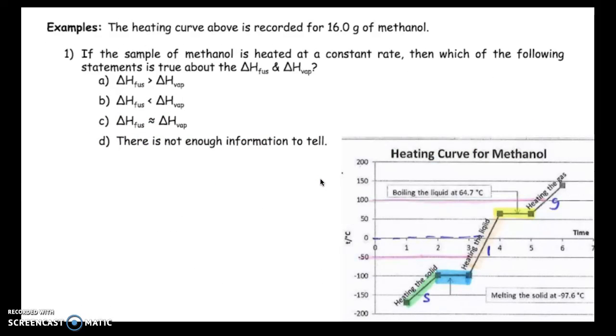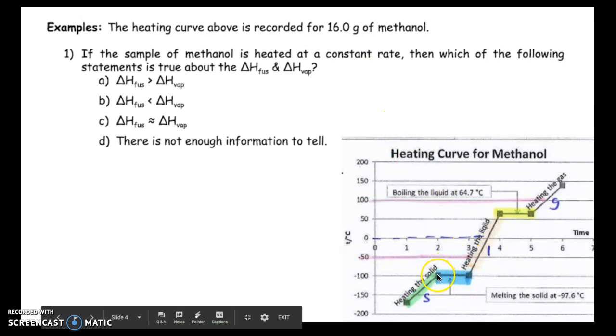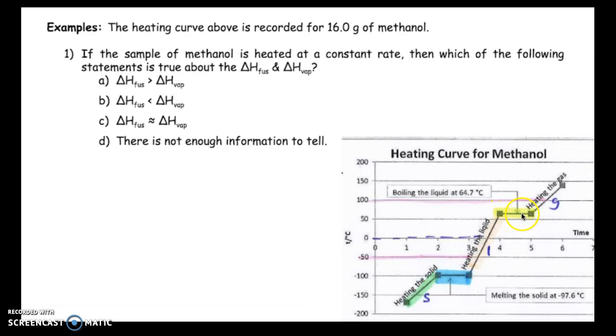Okay, so let's look at our first example. In the first example, they're saying the heating curve is recorded for 16 grams of methanol, and they're telling us the sample methanol is heated at a constant rate. Then which of the following statements is true about the delta H fusion, delta H vaporization? Okay, so the delta H fusion and delta H vaporization can be determined from the horizontal lines where we are undergoing melting or freezing, and that will be for fusion, and evaporation, that would be for vaporization.